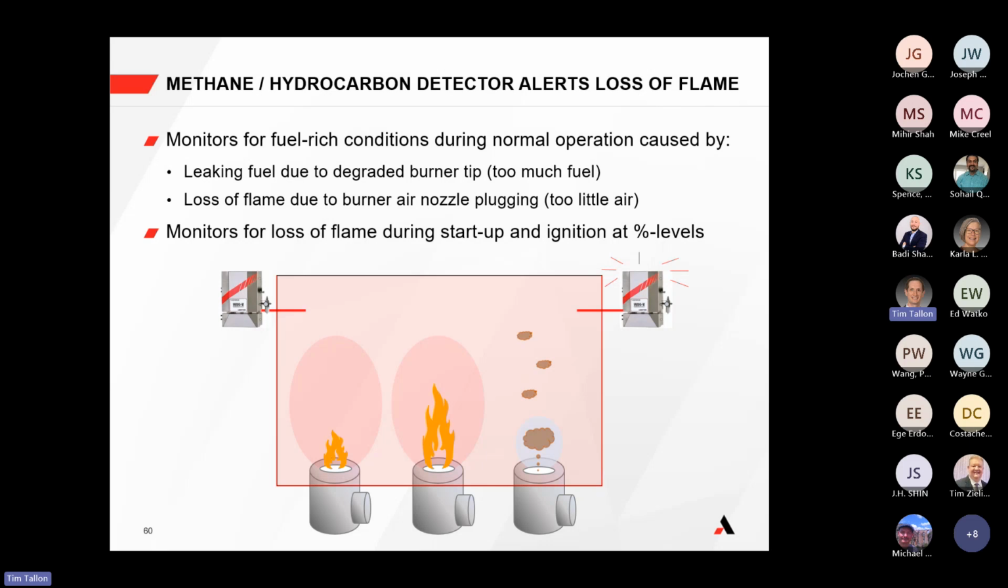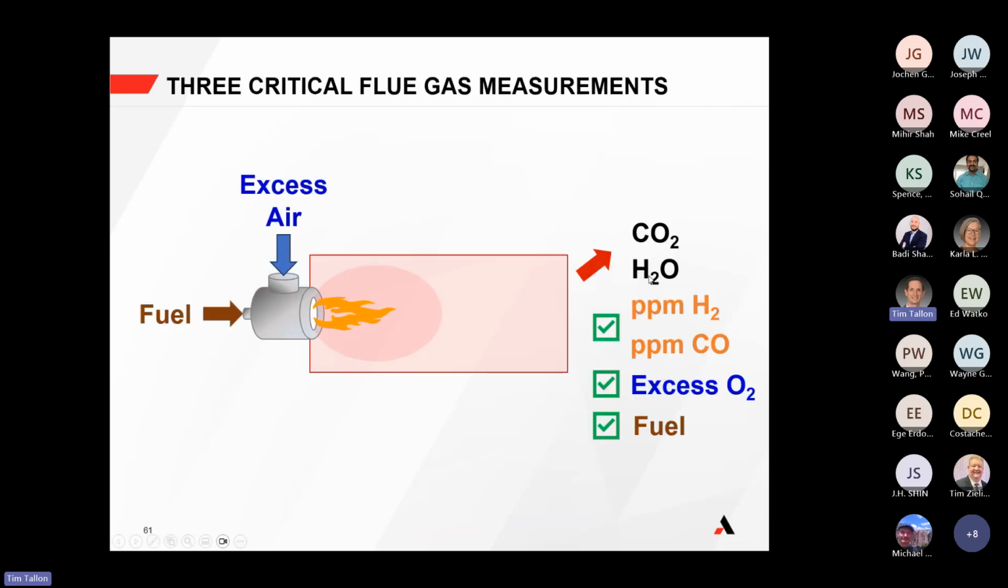So again, important to think about a methane hydrocarbon detector to alert for loss of flame, to alert for high fuel rich conditions. So when it comes down to it, really measuring the excess oxygen, measuring combustibles, measuring fuel provide the first three critical measurements for flue gas analysis and for safe and efficient combustion.